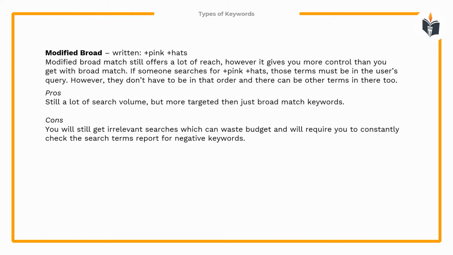What is the pro? Still a lot of search volume, but more targeted than just broad match keywords, right? So it is more targeted. If you are, suppose, using words like buy, prices, so if you use these types of words, it will only show ads to the people who are intending to buy those things, right? So you can use purchase intent keywords to target the people who are specifically looking to buy rather than just researching the products.